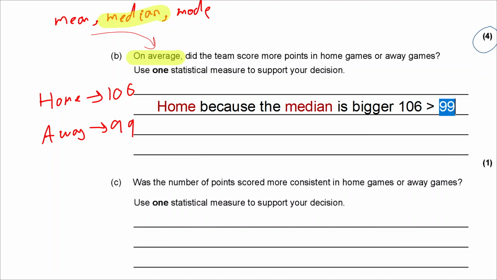Right, the last key bit, I can't highlight it, is this part. So you're looking at the average, you've got to compare the median. You say which team got more points. Okay, so who got more points? That's the home team. And you give the numbers there. And that's it.